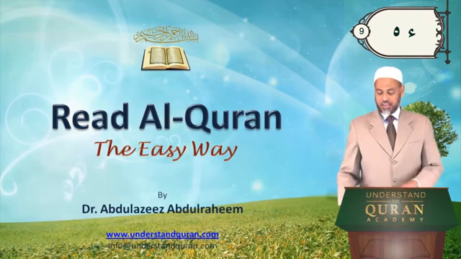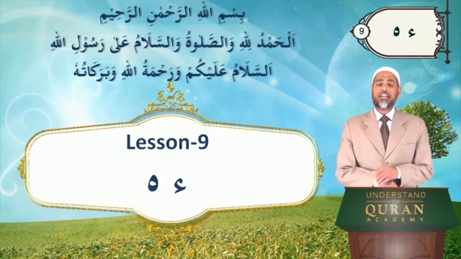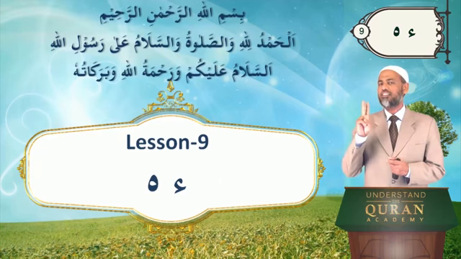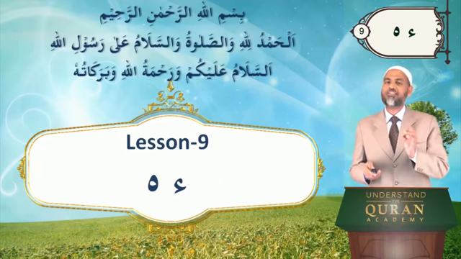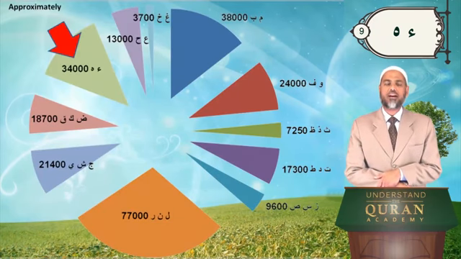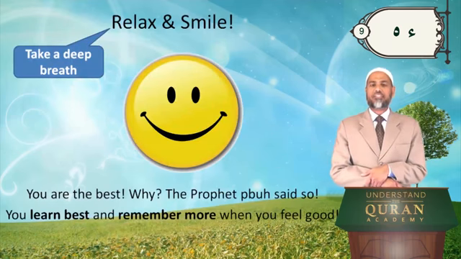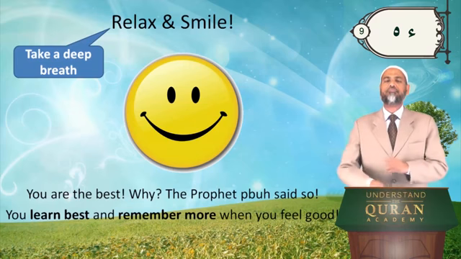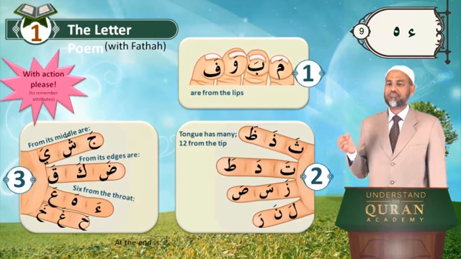Read Al-Quran the easy way. I welcome you to 9th lesson, in which we will study two tiny letters, Hamza and Ha. They are very special. They need special care, because they are very tiny. And these two letters occur in the Quran almost 34,000 times. So relax and smile, take a deep breath, charge your brain, and let us start with our poem.